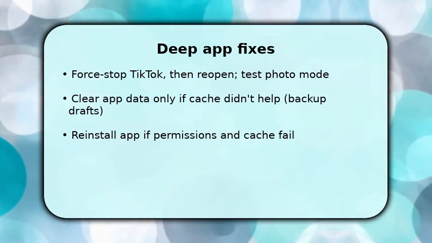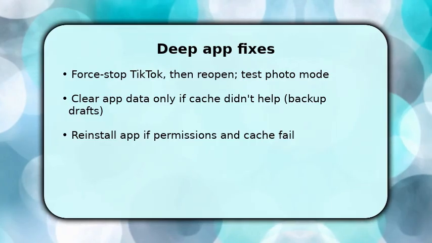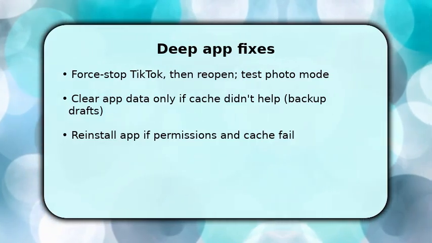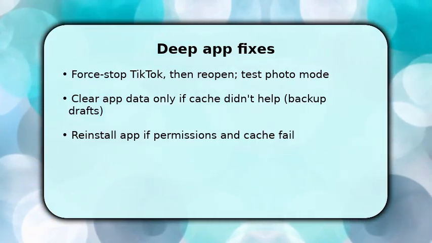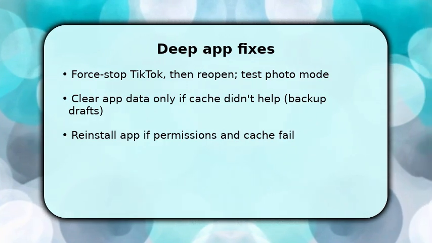If the issue persists, uninstall and reinstall the app to ensure a fresh installation. This removes corrupted binaries. Make sure you sign back in and re-grant permissions. Then retest photo mode to confirm the repair.